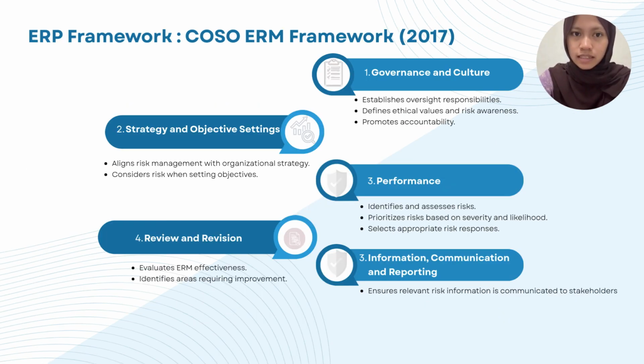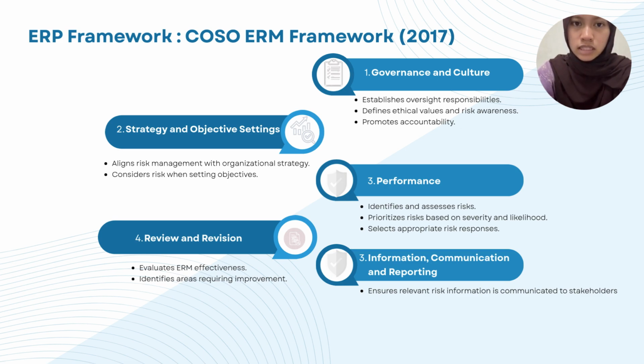Now let's discuss the COSO ERM Framework 2017, which is one of the most widely used risk management frameworks globally. The framework consists of five key components. The first one is governance and culture. This component establishes oversight responsibilities and promotes ethical values, accountability, and a risk-aware culture throughout the organization. Management and employees must understand their responsibility in managing risk.